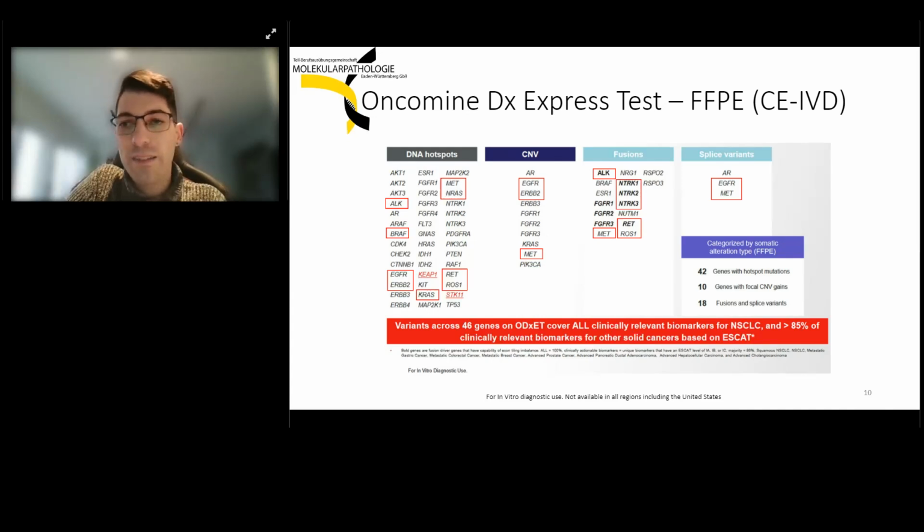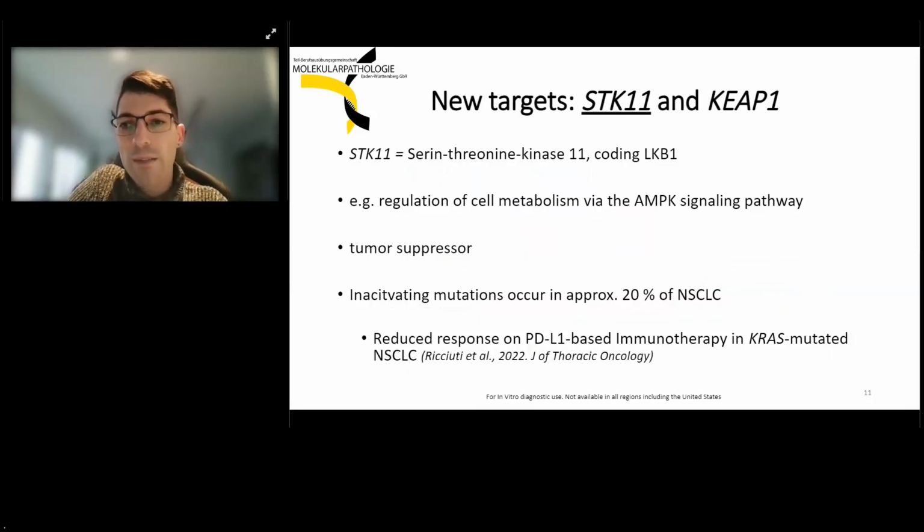This slide shows an overview of the targets covered by the OncoMine-Dx Express test. The genes highlighted in red here are the genes which are important for lung cancer. In addition, we now have the genes STK11 and KEAP1 in this assay. And why is this important?